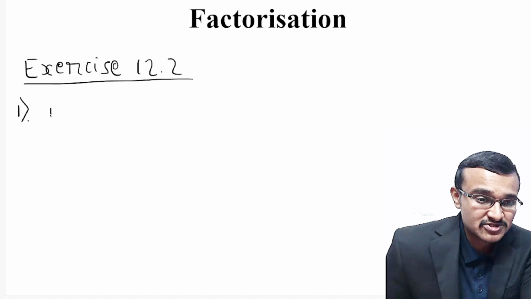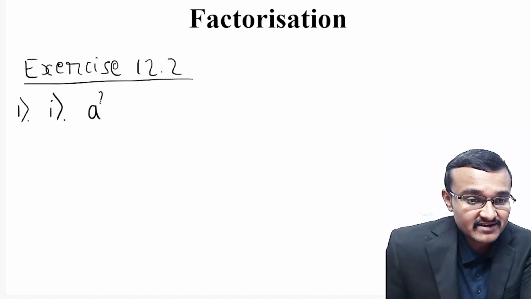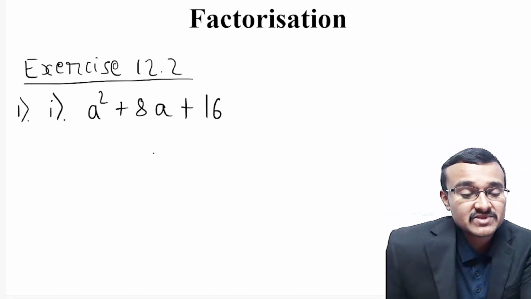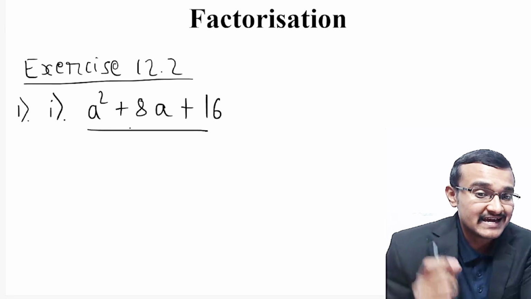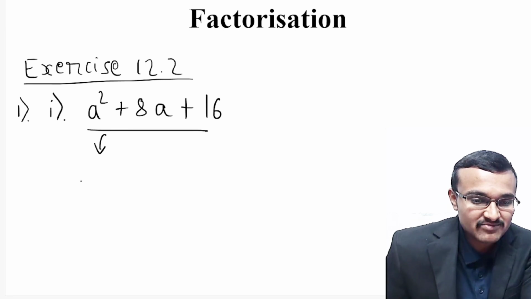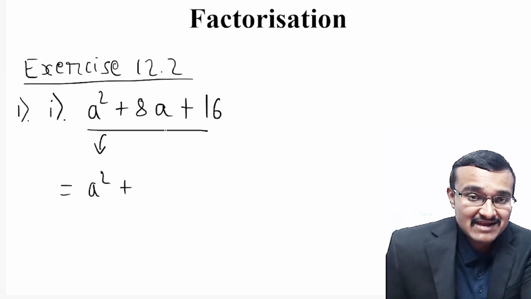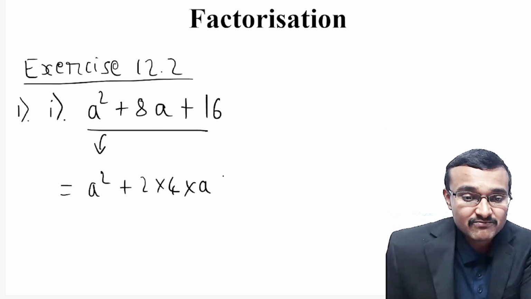Coming to the first question, they have given a square plus 8a plus 16. Here in this algebraic expression you can use the a plus b whole square identity. So you can reduce this a square plus 8a plus 16 into a square plus 8a, which can be written as 2 into 4 into a, plus 16, which can be written as 4 square.